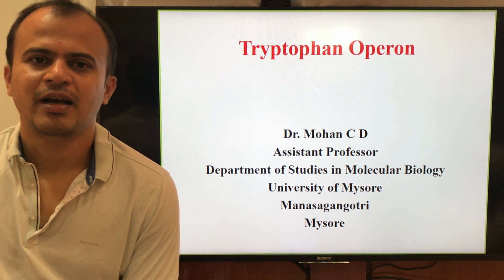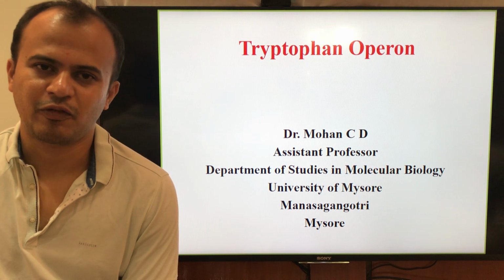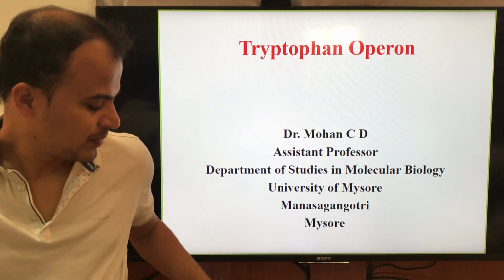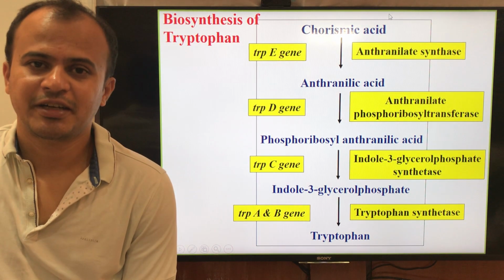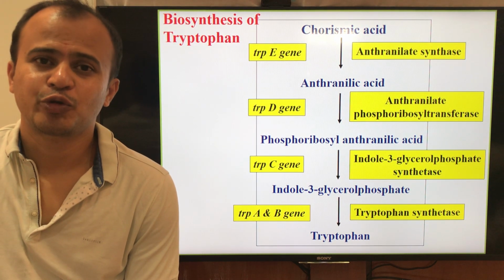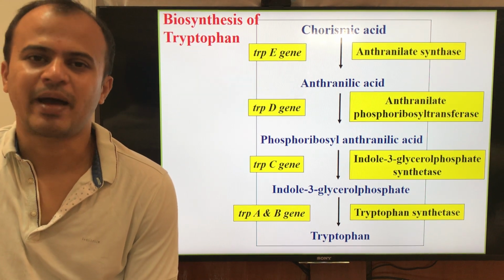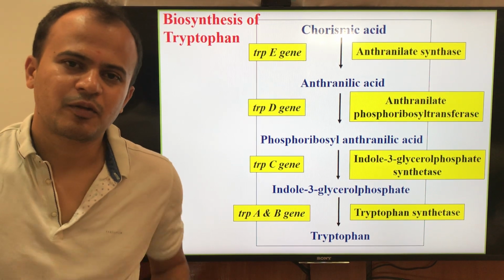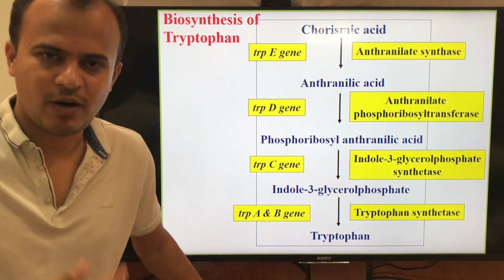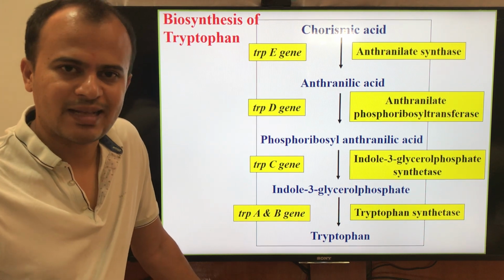Hello everyone, I am here to explain about the tryptophan operon today. Before I initiate the tryptophan operon, you should know how tryptophan is synthesized in bacteria. Generally, the molecule that serves as the precursor for the biosynthesis of tryptophan is chorismate, or chorismic acid.